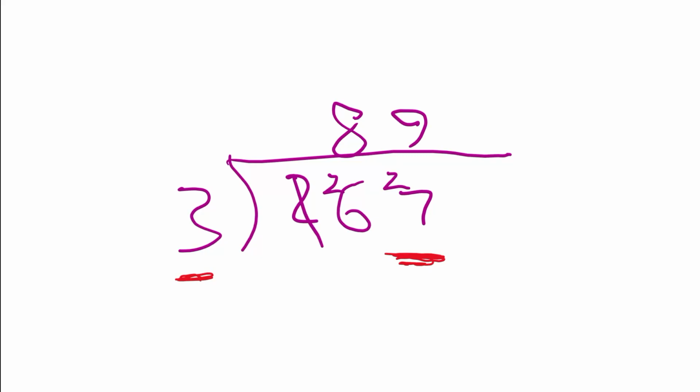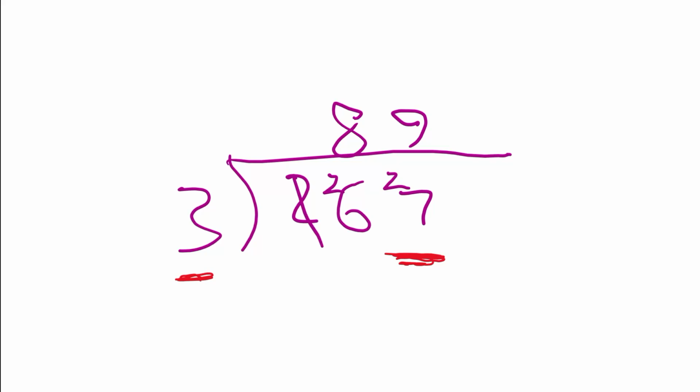Now, is there anything left over? Well, no, there isn't. Our question was, how many times does 3 fit into 27? It fits 9 times. 3 9s are 27, so it fits perfectly. There is nothing left over. And so we have our final answer.